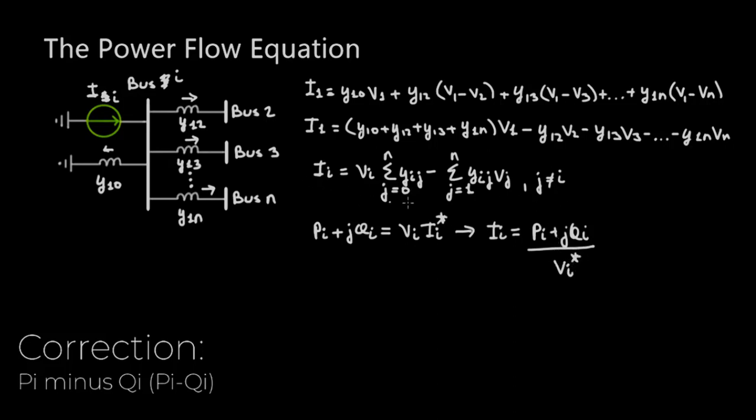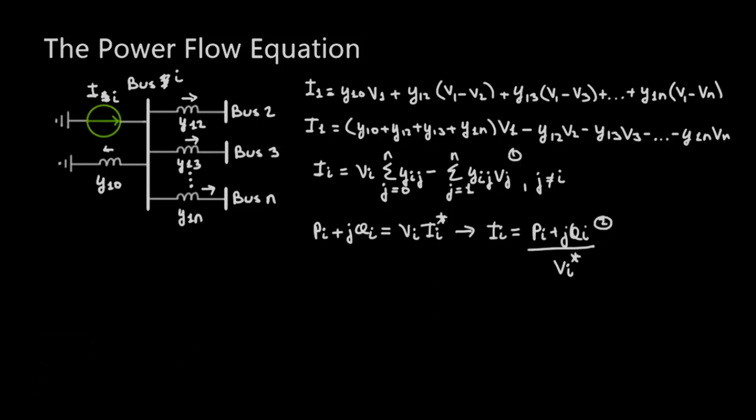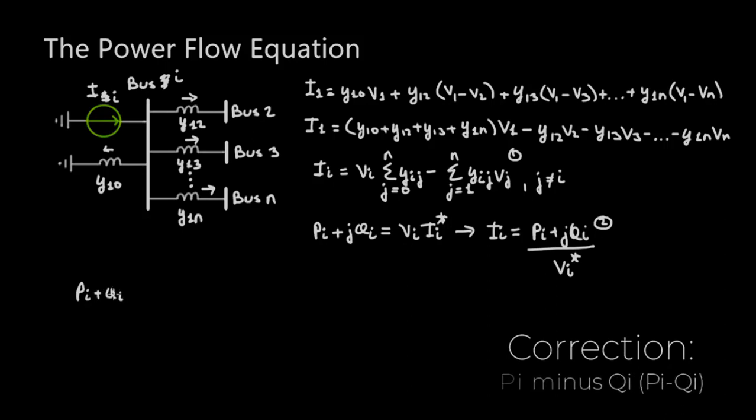So now let me call this equation right here on the top equation 1, and let me call this equation right here equation 2. And so now I can combine these two equations, equation 1 over here and equation 2 over here. I can set them equal to each other, and I would get the following. So I would get Pi plus Qi over Vi conjugate is going to be equal to this whole term over here.